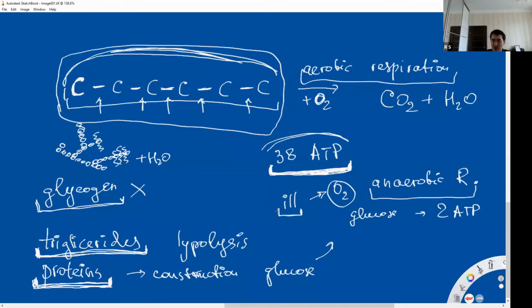But whenever the person is ill, we have to go with this pathway too, because let's say there is a pneumonia and a person cannot really supply all tissues with oxygen. And that's why in some illnesses, in some diseases, we really lose a lot of proteins and triglycerides, and we lose weight.